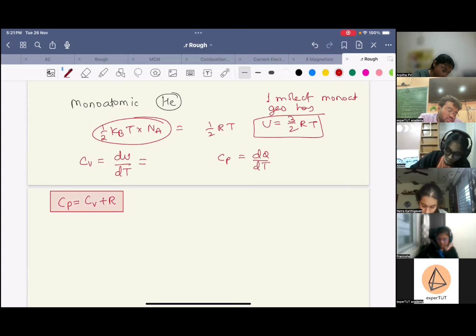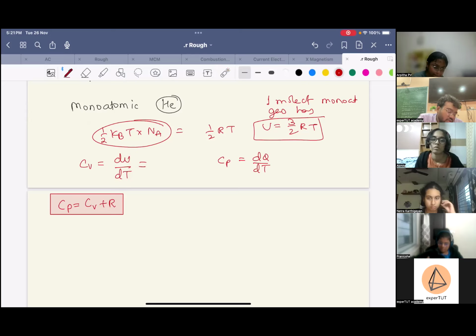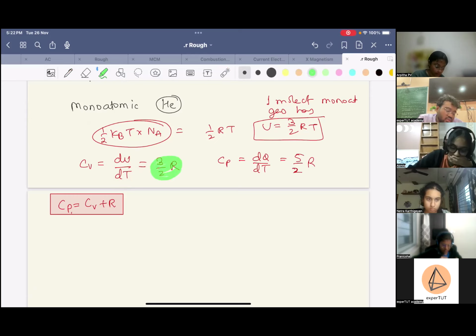So what is Cv? What is the differentiation of U with respect to temperature? It is 3/2 R, yes or no? If U is 3/2 RT and I'm asking dU by dT, that will be 3/2 R only. And because Cp is Cv plus R, Cp is 5/2 R. Understood? Because 3/2 R plus R is 5/2 R. So for a monoatomic gas, these two values are important. Cv is 3/2 R and Cp is 5/2 R.